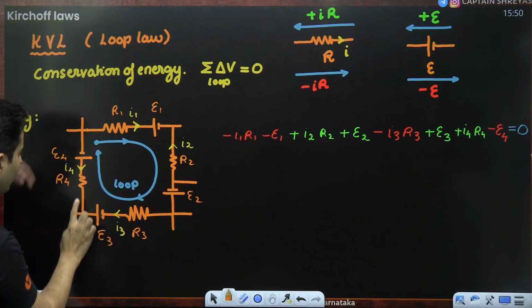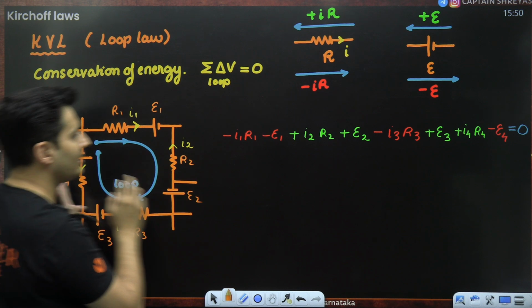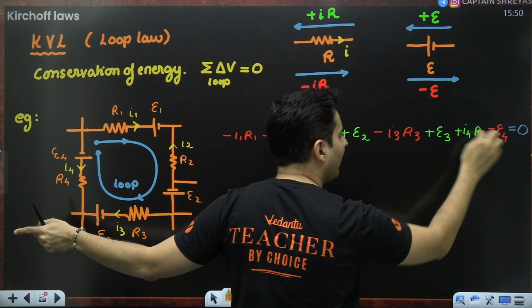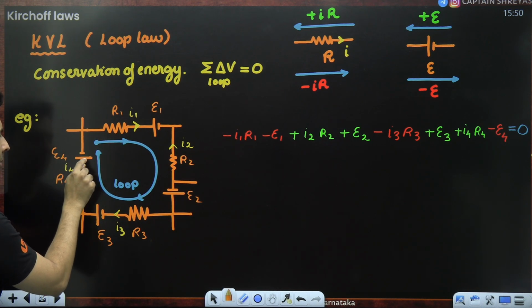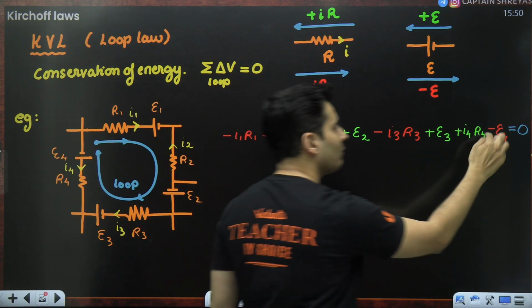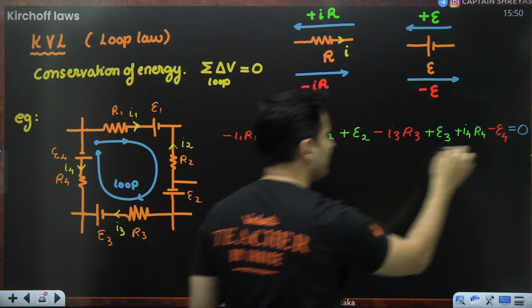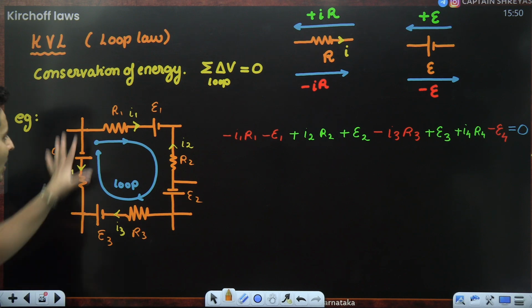As I go over here, I am going against the direction of the current, against the resistance, so plus I4 R4. Lastly, here I am going from positive to negative terminal of the battery, so minus E4. The total sum of all of them is a big fat 0. That's how you apply it.